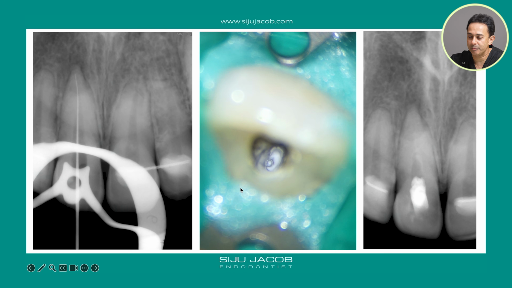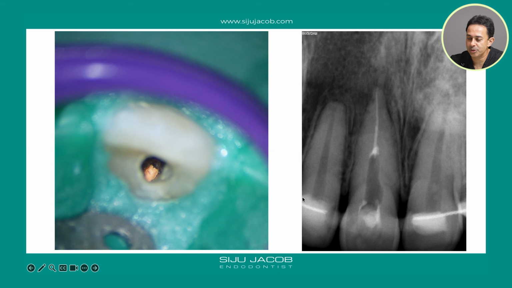I cleaned, shaped, put calcium hydroxide there. You can see that's the canal there. Put calcium hydroxide, waited for the patient's symptoms to subside, and then I obturated this tooth. That's the obturation there. You can see here. And then because we had destroyed so much of tooth structure, the coronal part is a little weakened, so I always restore with a fiberglass post to prevent cervical snap off.